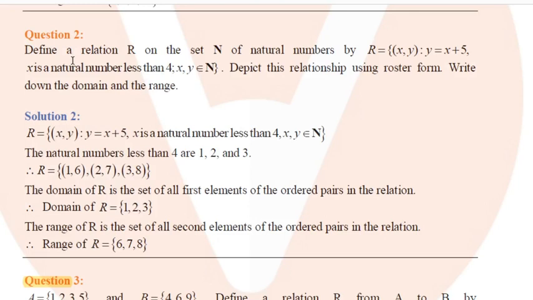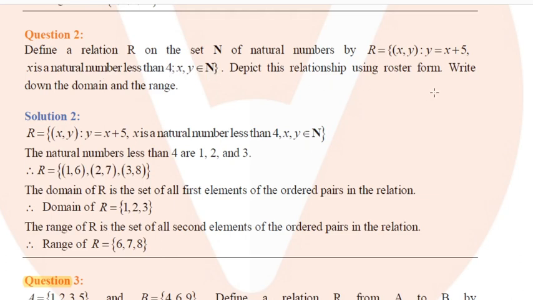Next, question number 2. Define a relation R on the set N of natural numbers by R equals (x, y) such that y equals x plus 5, where x is a natural number less than 4. It means you can write 1, 2, 3. You cannot write 4 because it is less than 4. Natural numbers are all the counting numbers.